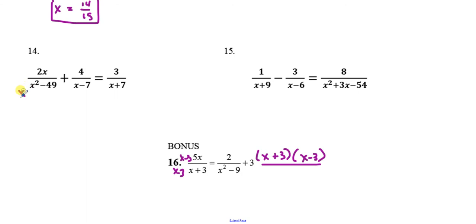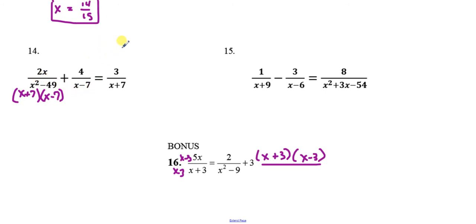Now this one is x plus 7, x minus 7. Difference of squares. The other way to look at that is two numbers that multiply and give you -49 and add up to 0, because it's 0x in the middle. Of course, it's easier just to learn this difference of squares.